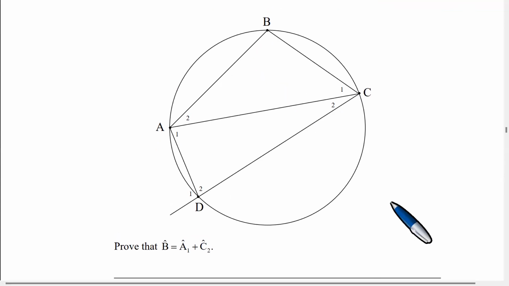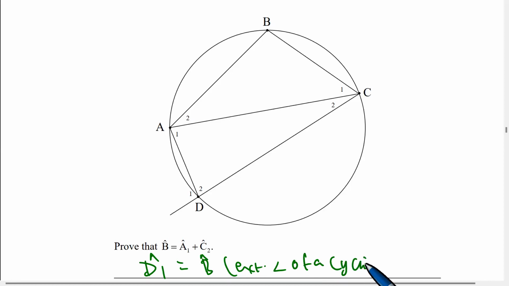So we write here that angle D1 is equal to angle B, exterior angle of a cyclic quad. If you just say exterior angle of a cyclic quad, we know it is equal to the interior opposite angle. So angle D1 is equal to angle B. But also we have that D1 is equal to A1 plus C2, the exterior angle of a triangle.